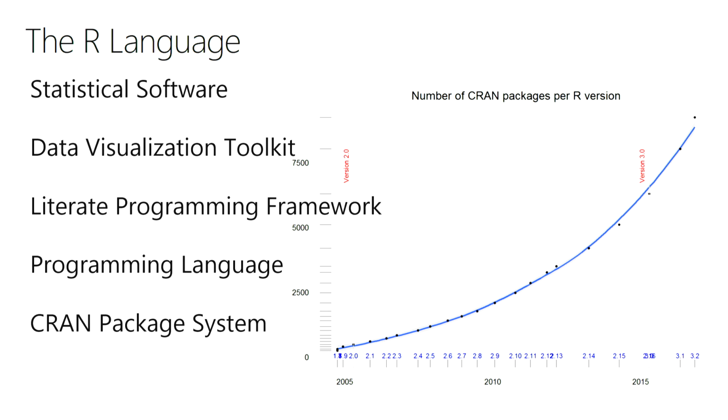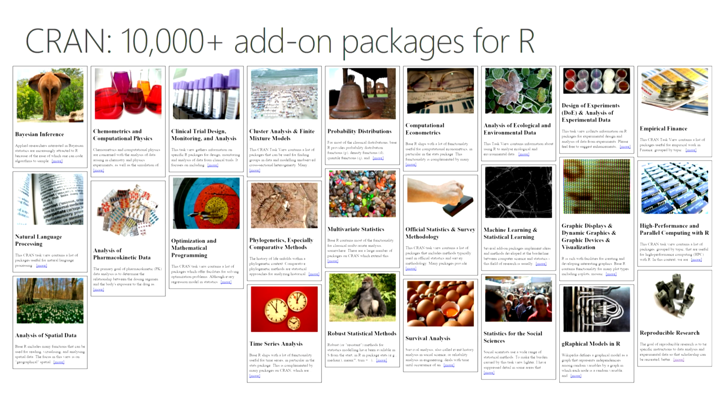So R is statistical software, a data visualization toolkit, a programming framework, a programming language, and then there's this thing called CRAN, which is this package system. And the number of packages has increased exponentially. Just to show you some example packages, we have things from cluster analysis, clinical trial design, optimization, mathematical programming, reproducible research. The amount of packages is just unbelievable because the community is becoming so big and improving over time. So really R is popular because of these packages. You can simply install and leverage them and then do really interesting and powerful things as a result.